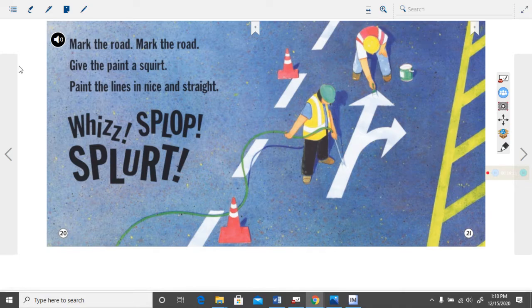So what questions do you have about what we've read so far? Can you find the answers to those questions on this page? I might have wondered what they do next after they made the tar nice and flat and firm, but here I see that they paint the lines on the road next. Do we need to keep reading to find out more of your answers? Let's see.